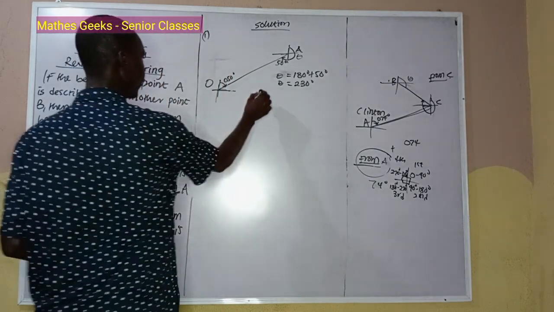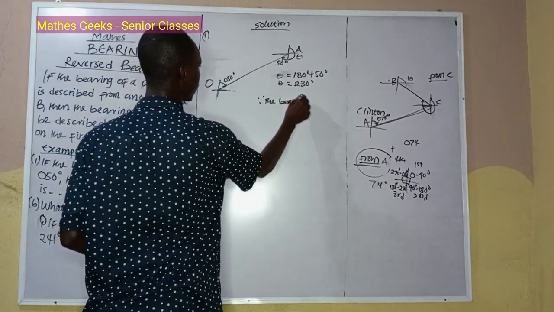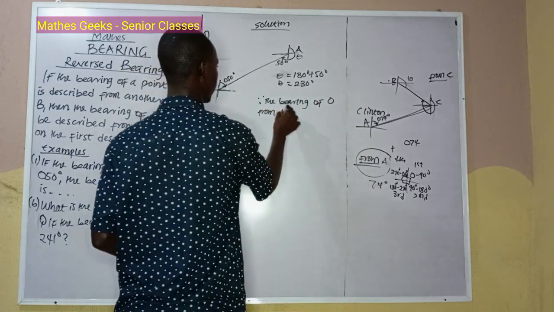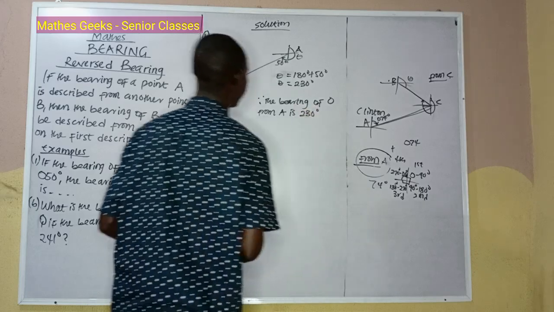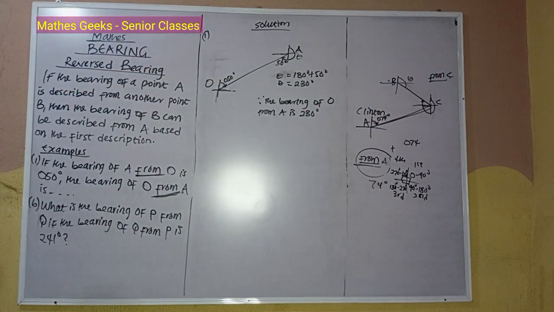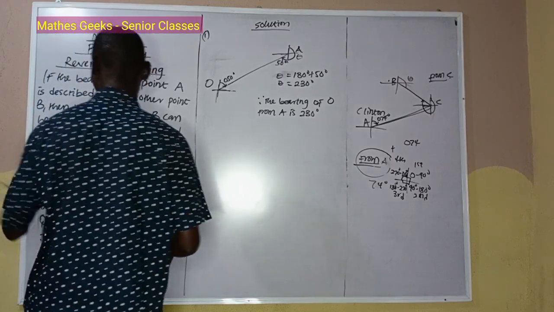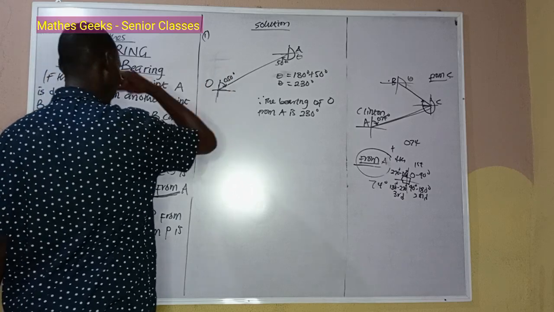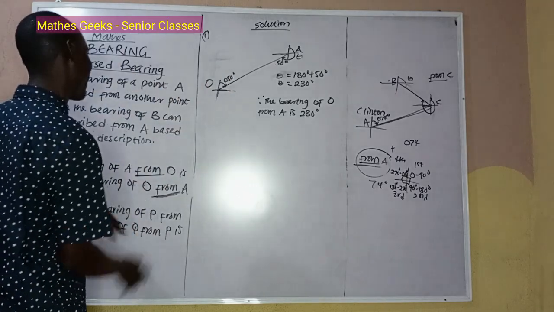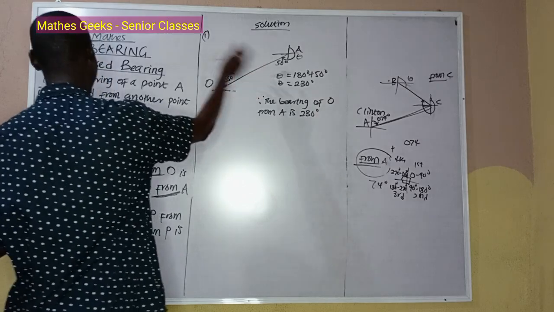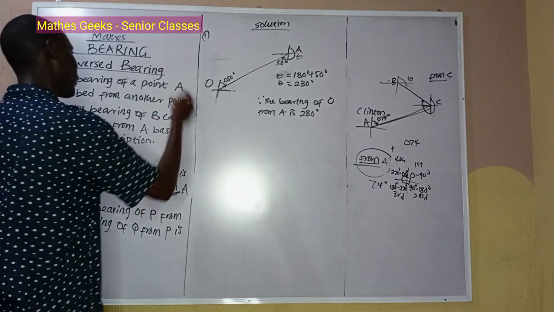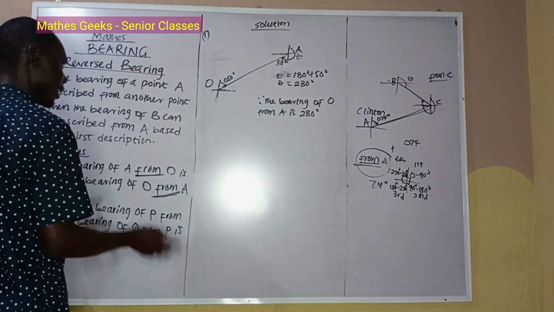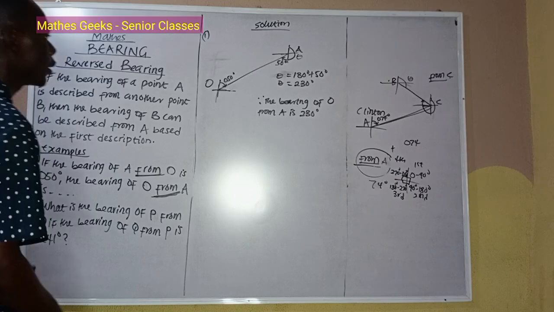So this tells us that the bearing of O from A is 230 degrees. This is why it's called reverse bearing. It's called reverse bearing because initially the question says the bearing of A from O is 50 degrees, and then the question asks, what is the bearing of O from A? So it's just like back bearing. From a particular point, you plot the bearing of another point. Then from that same point again, you plot the bearing of the previous point where you started. So that's like reversed. That's why it's called reverse bearing or back bearing.